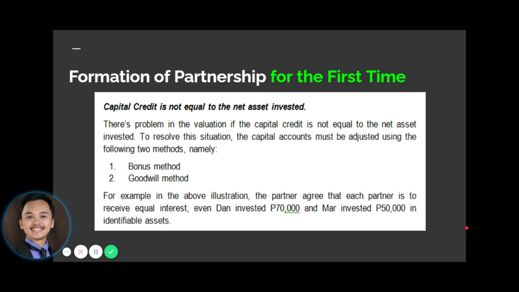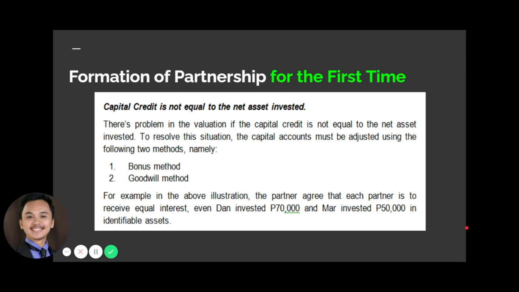To resolve this situation, the capital accounts must be adjusted using the following methods. We could follow the bonus method or the goodwill method. However, just to tell you in advance, what is used in practice is the bonus method. And if the problem is silent on which method will be followed, we will always use the bonus method. For example, in the above illustration, the partners agree that each partner is to receive equal interest. Meaning they should be credited with equal interest, even though Dan invested 70,000 and Mar invested 50,000 in identifiable assets.